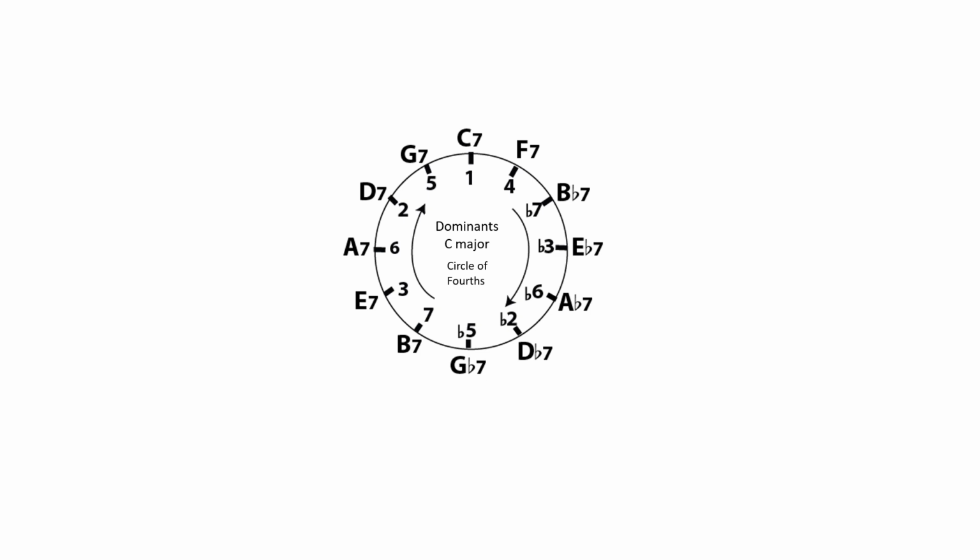In summary, the 12 dominants in the major scale are found on the circle of fourths as follows: primary dominant on 5, secondary dominants on 7, 3, 6, 2, and 1, and substitute dominants on 4, flat 7, flat 3, flat 6, flat 2, and flat 5.